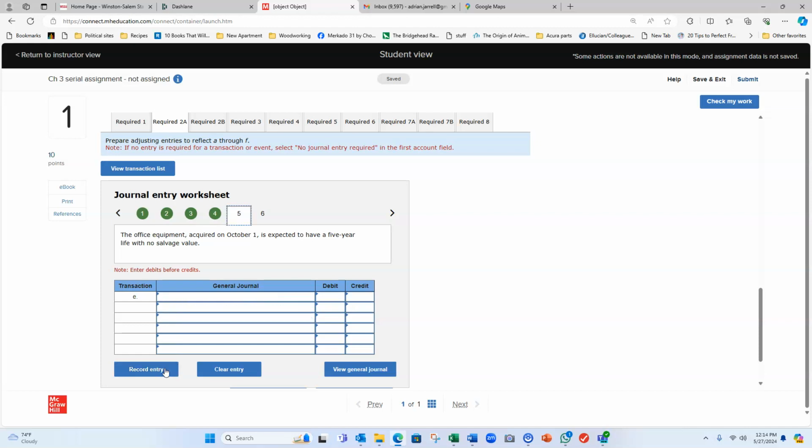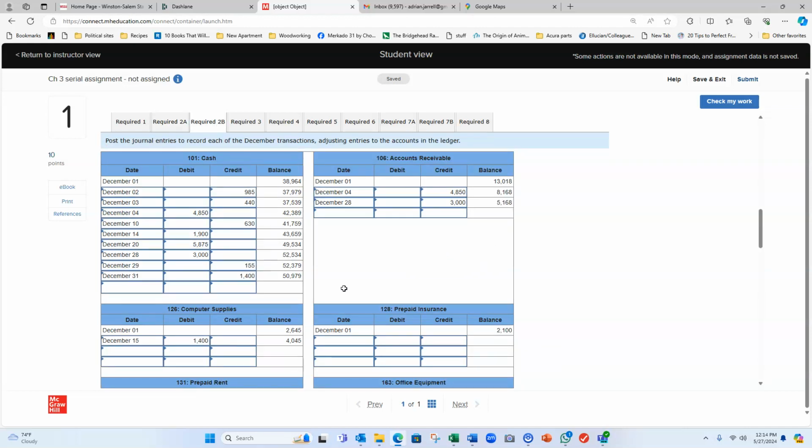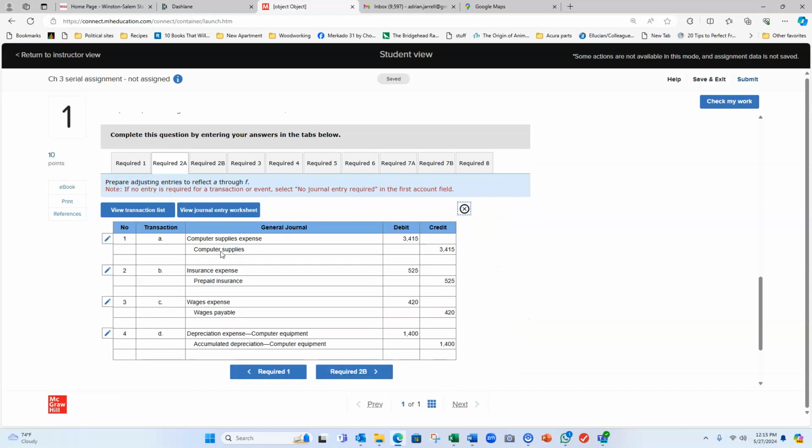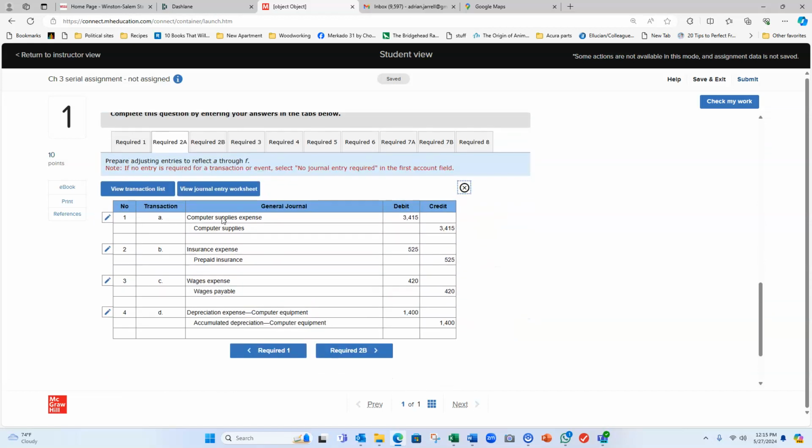The next one says the office equipment, October the 1st, 3 months again. We bought it October the 1st. We're at the end of December. 5-year life. Office equipment, $8,100 is the cost. Divided by 5, I get $1,620. Divided by 12, that's $135 a month. For 3 months, it's $405. We're going to do the same entry here, but we're going to use a different accumulated and a different expense account.